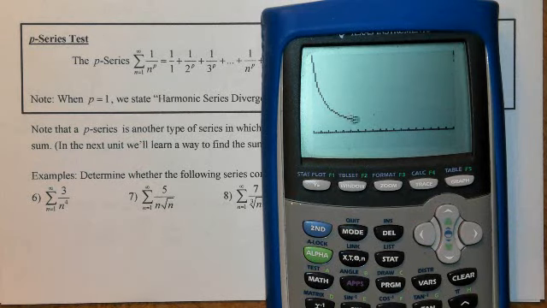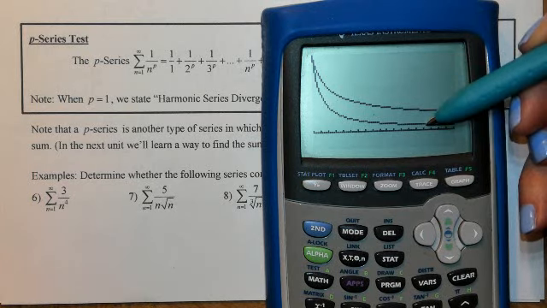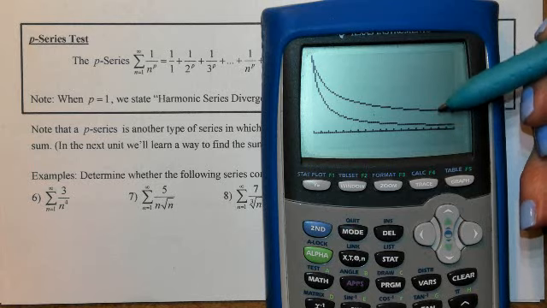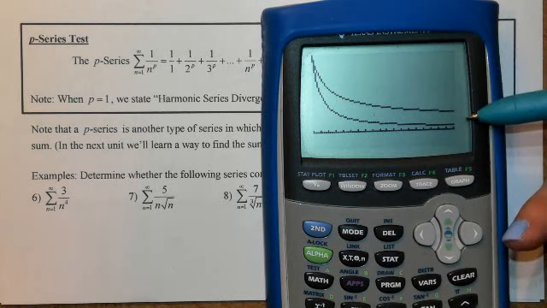Oh, I think I got rid of that little bouncing thing. Oh well. There's 1 over x. There's 1 over square root of x, or x to the 1/2. That's also going to 0, but it's not going to 0 even as fast as 1 over x did. So clearly it's going to diverge. Clearly this area is going to be infinite, right?